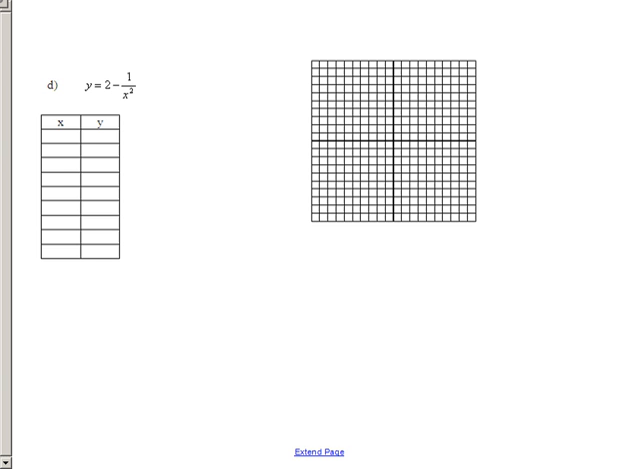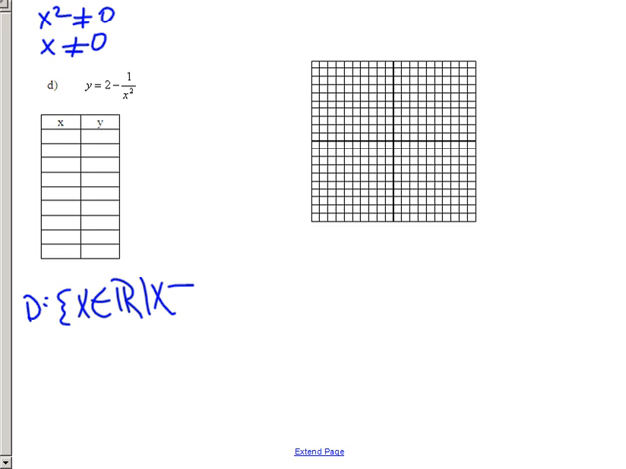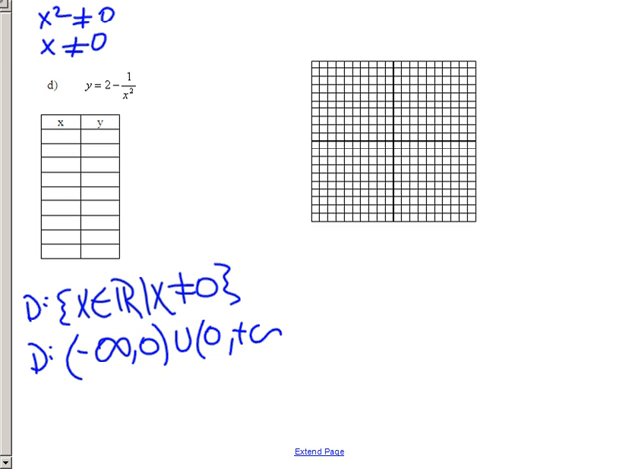Okay? Again, I think it's a good idea for you to think about the domain right away. We do have a denominator, and the denominator cannot equal 0. So in this particular case, I think it's good to say x squared cannot equal 0. That means if you take the square root of both sides, x cannot be 0. If x is 0, we get a 0 in the denominator. So here's how we list it. x is an element of all real numbers such that x cannot be 0, which means negative infinity to 0 in union with 0 to positive infinity.